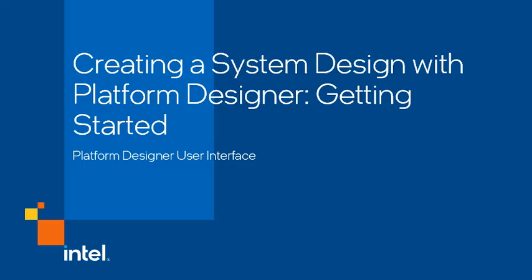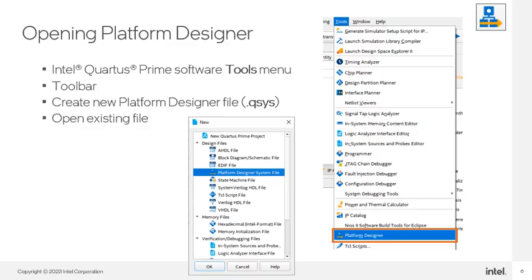Let's start with a look at how to use the Platform Designer user interface. To start creating a system design in Platform Designer, launch it from the Intel Quartus Prime Software Tools menu. There's also a toolbar button you can use as a shortcut. You can also launch Platform Designer by selecting New from the File menu.